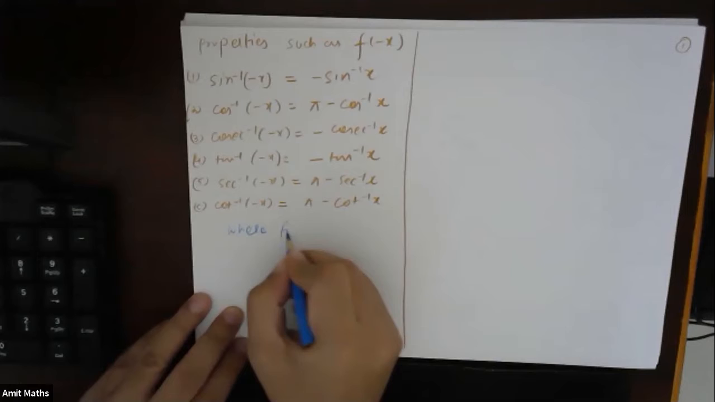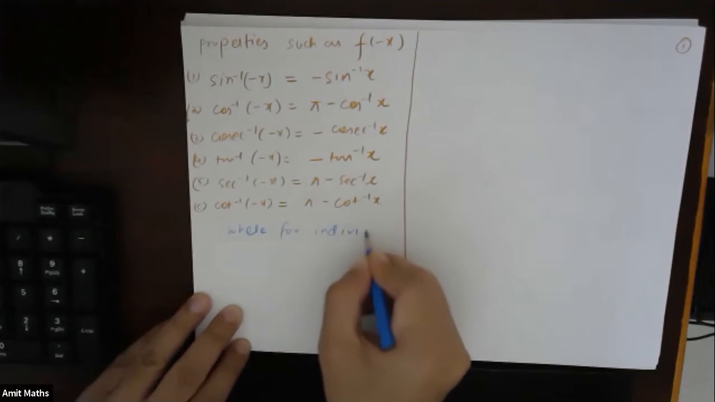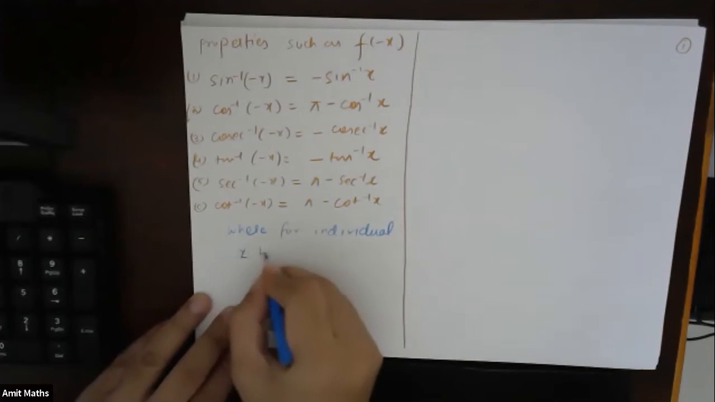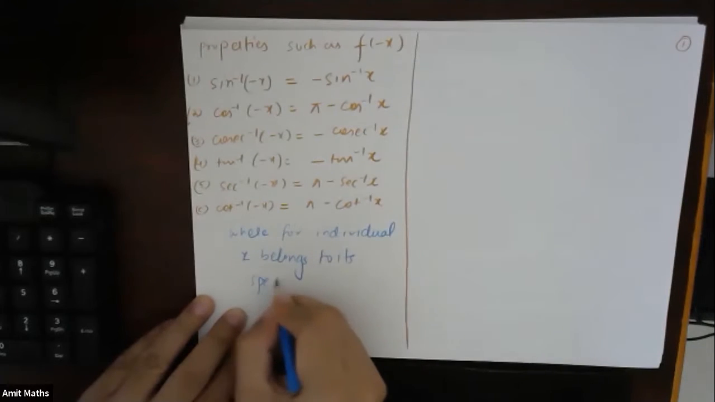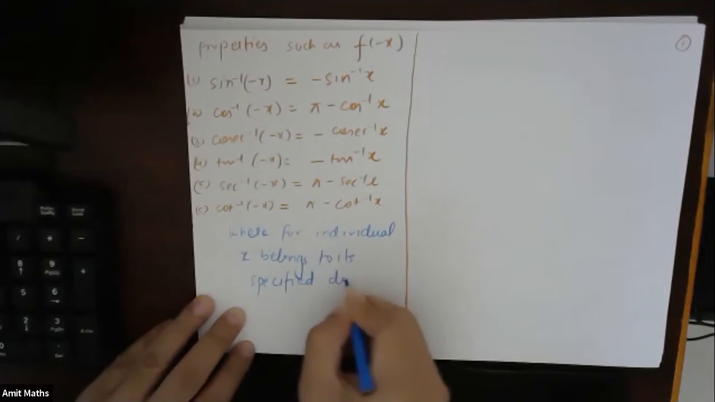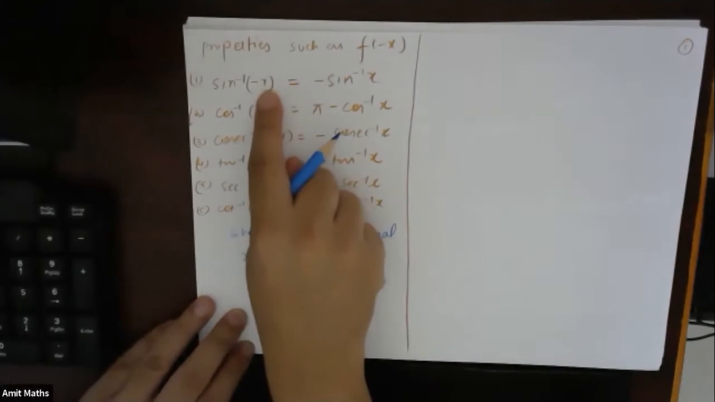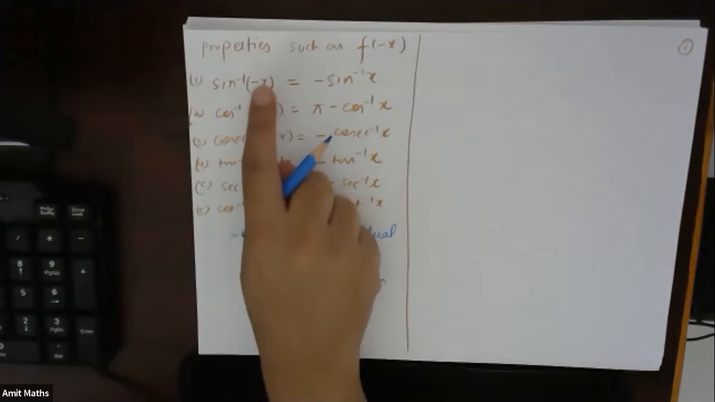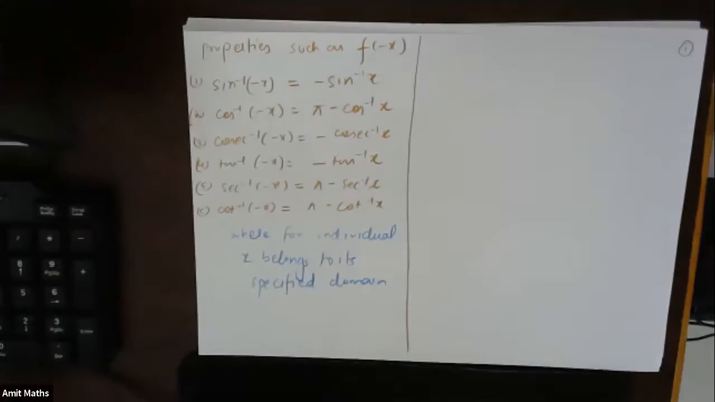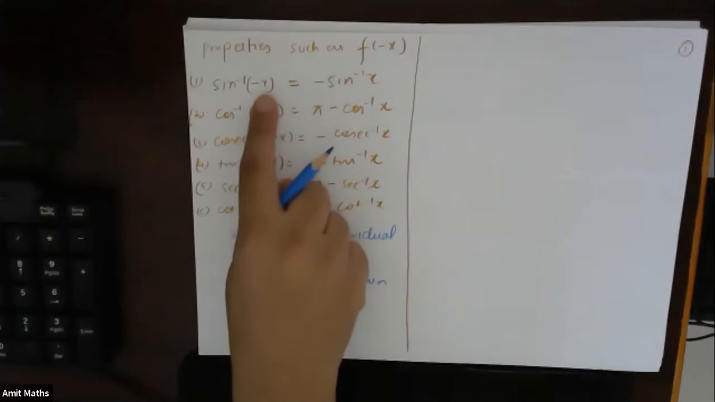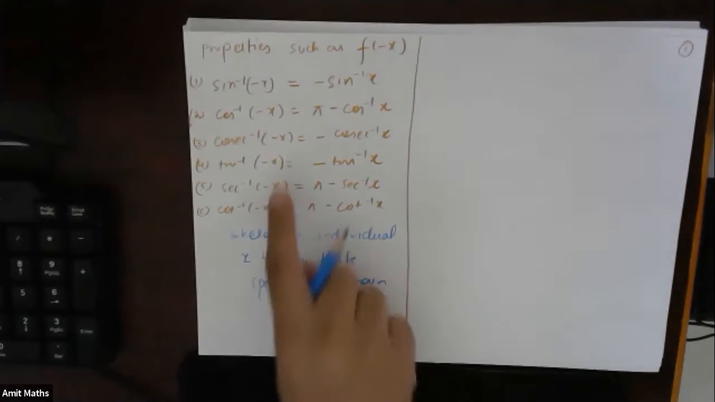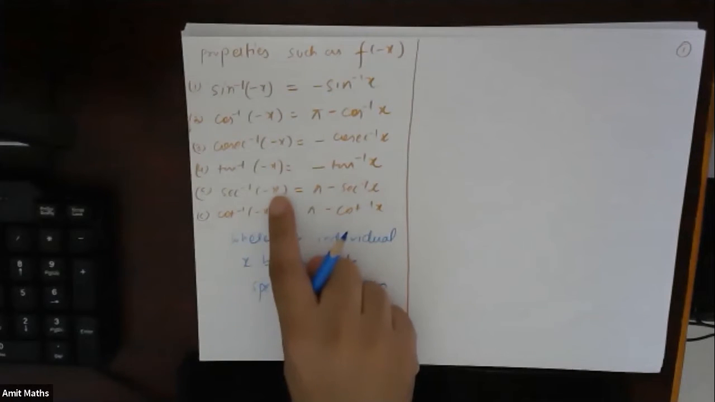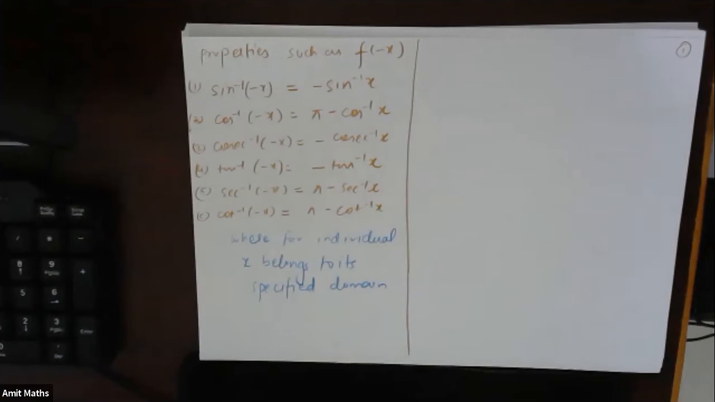For individual functions, x belongs to its specified domain. And don't say, sir, x belongs to real numbers. No, for sine inverse, x belongs to its original domain, that is from minus 1 to 1. Similarly for cos inverse also, x belongs to minus 1 to 1. Cosec, minus infinity to minus 1 and 1 to infinity. Similarly for tan inverse, it will be real numbers. Sec inverse same as cosec inverse, and cot inverse again real numbers, right?